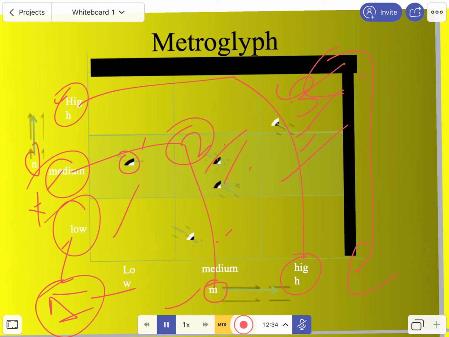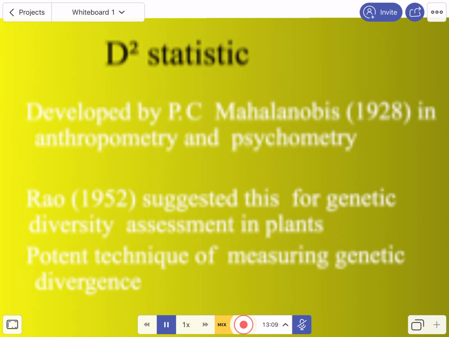Also the analysis is based on the mean value of the characters, so it can be applied to both unreplicated as well as replicated data. So this is all about the merits of the Metroglyph analysis. Now there is some disadvantage of this analysis also: with the inclusion of a large number of genotypes, suppose 52 or 150 genotypes, overlapping of glyphs on the graph occurs, which creates confusion and misleads the data for the analysis. So this is all about the Metroglyph analysis.